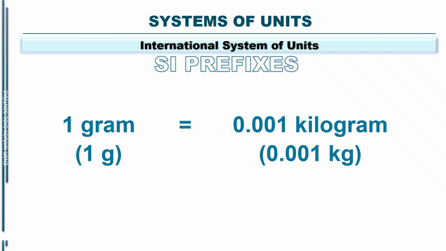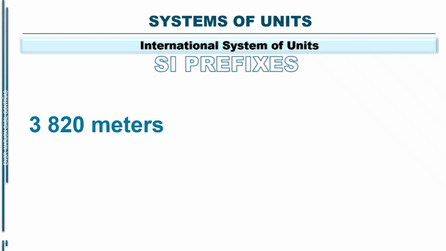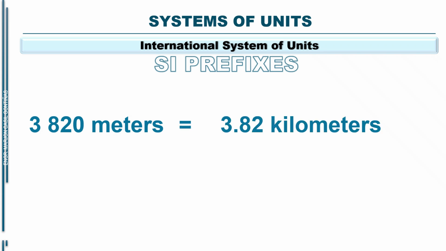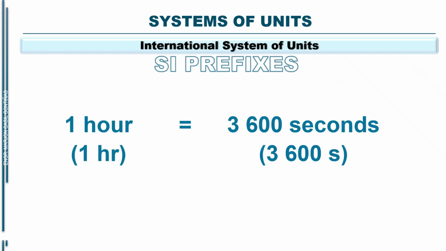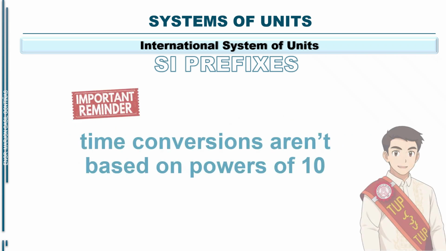So instead of writing 3,820 meters, you can simply say 3.82 kilometers. It's way easier to read and work with. When it comes to time, though, 1 minute equals 60 seconds. 1 hour equals 3,600 seconds. Just a reminder, time conversions aren't based on powers of 10, so be extra careful when converting time units.